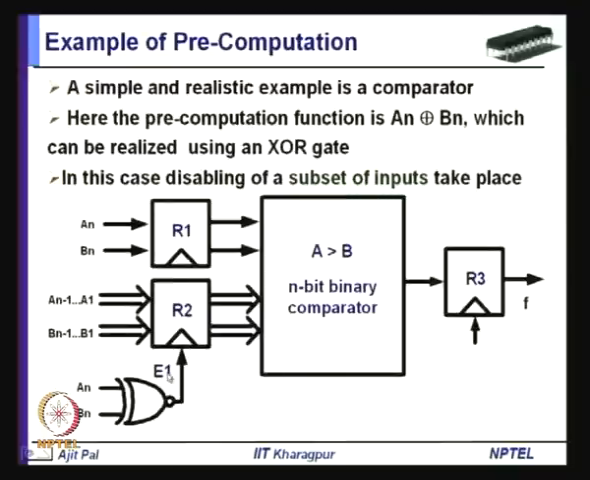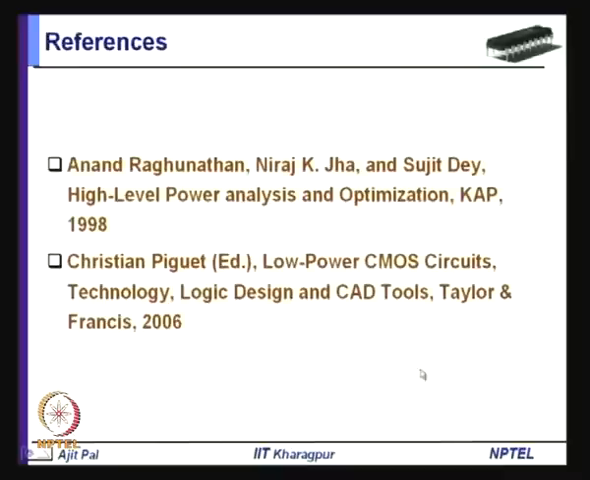On the other hand, in this case, although you are able to disable only a subset of inputs, there will be significant saving in power dissipation in this comparator circuit, and the activation circuit is also very simple in this particular example. So, the example of pre-computation has been shown with the help of this comparator.